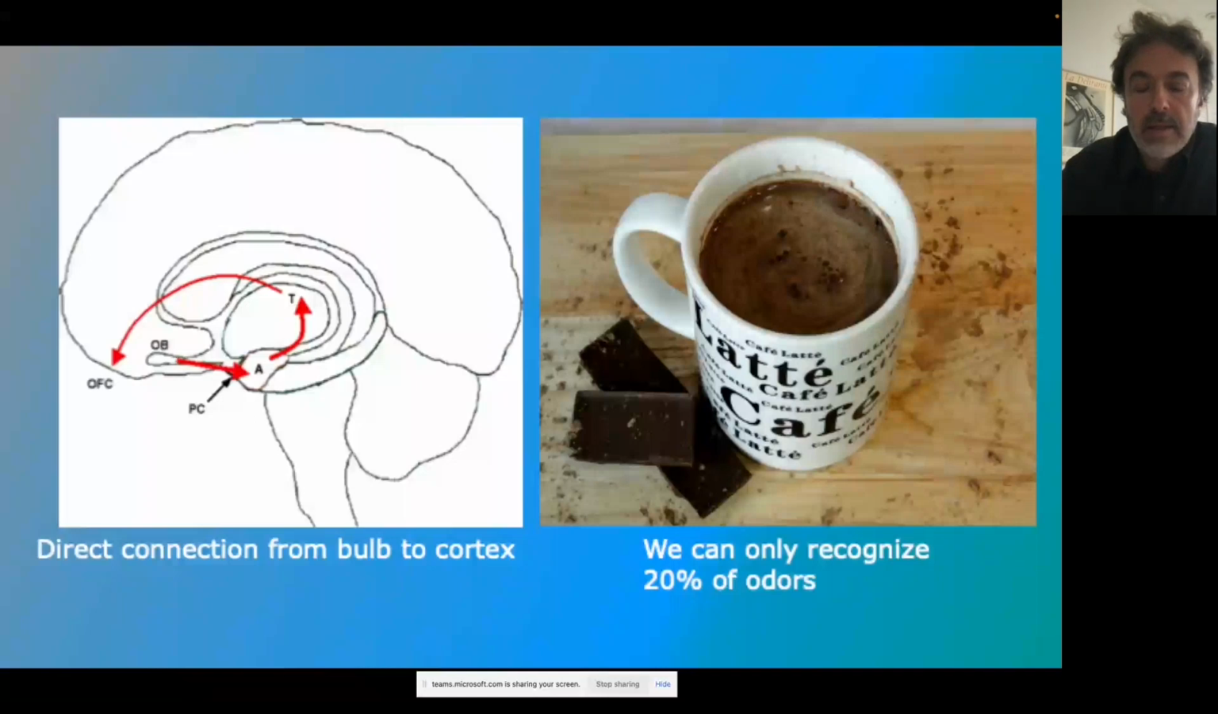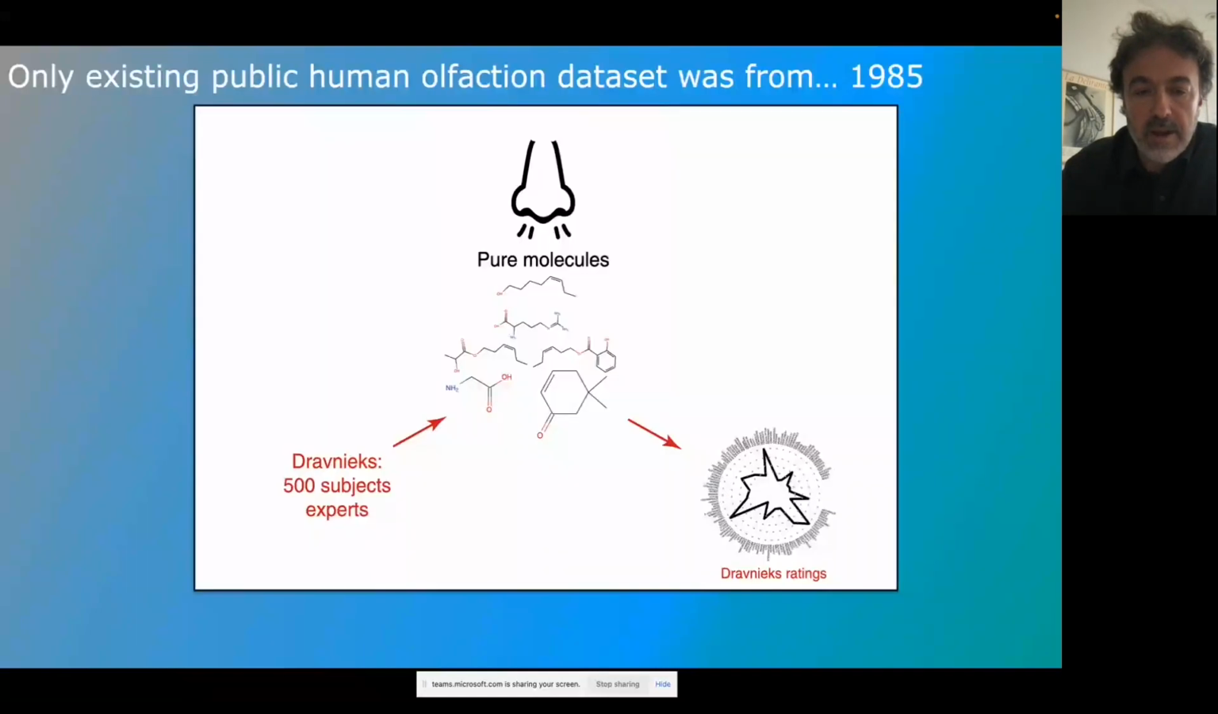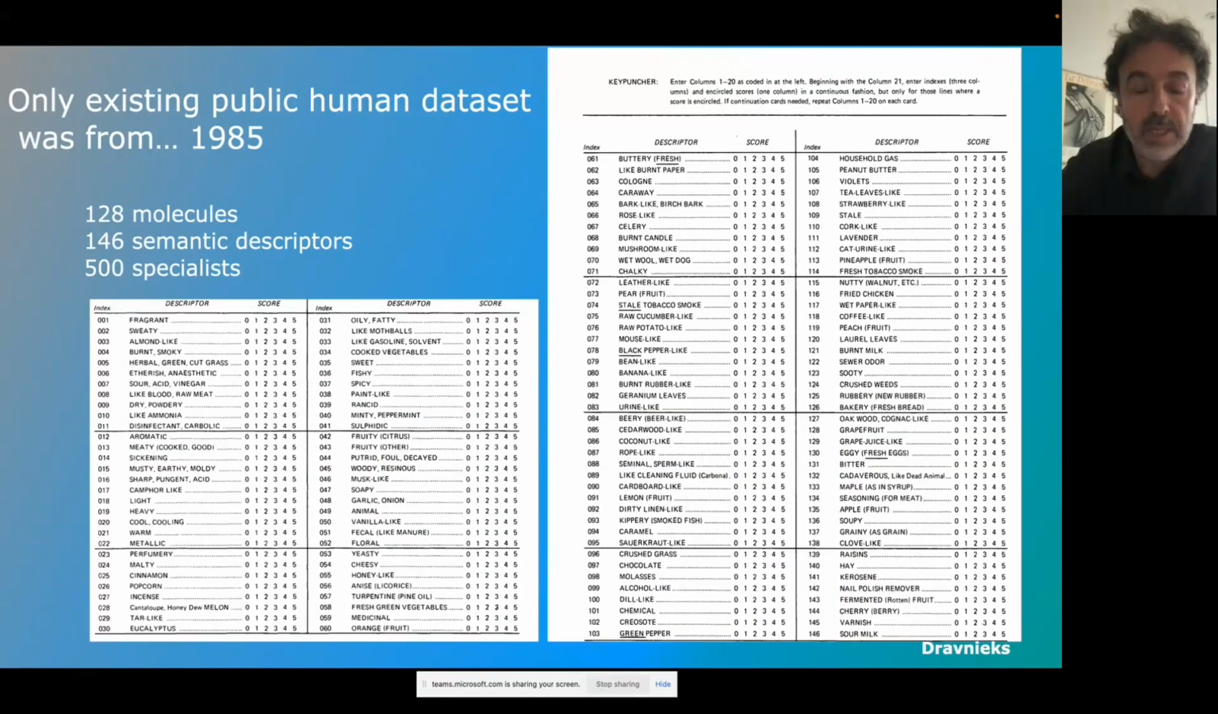So, for example, there's this famous data set, the GoodScents data set, where 500 experts chose and selected a set of descriptors, which are described here.